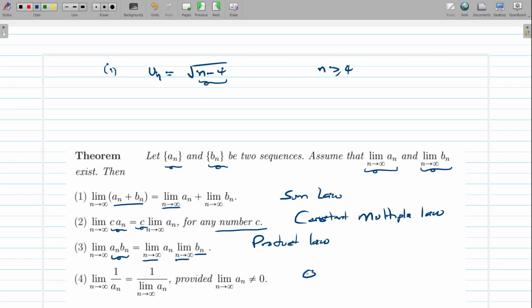Then we also have what is known as the quotient law. And as we all expect, this item here has to be different from 0, because we are performing some form of division here. If the denominator is 0 and our numerator is a constant number, which is 1, then we're going to have a problem. So for this quotient law to be defined, it is a must that all the terms of our sequence are different from 0.